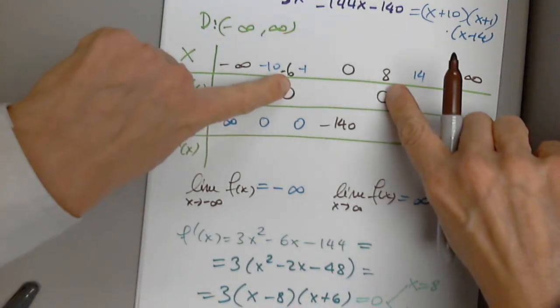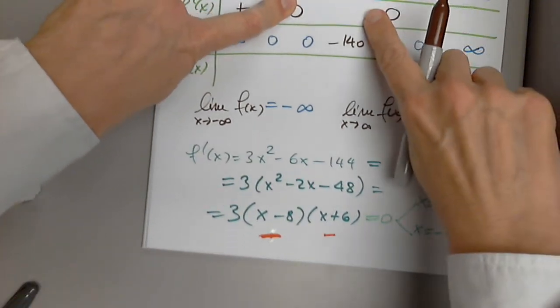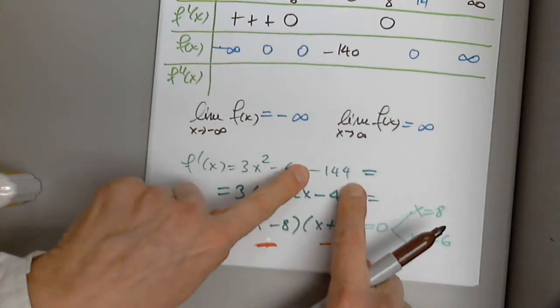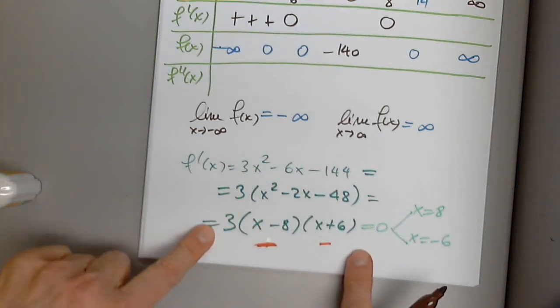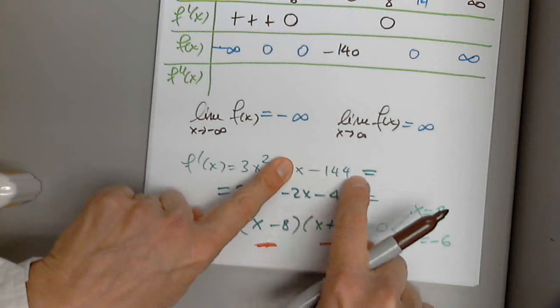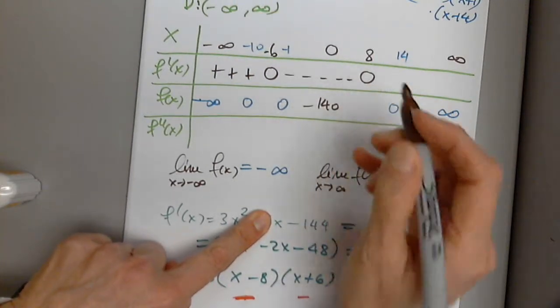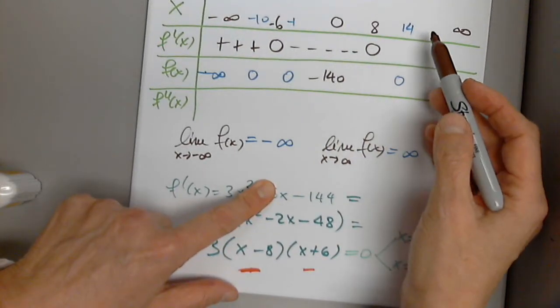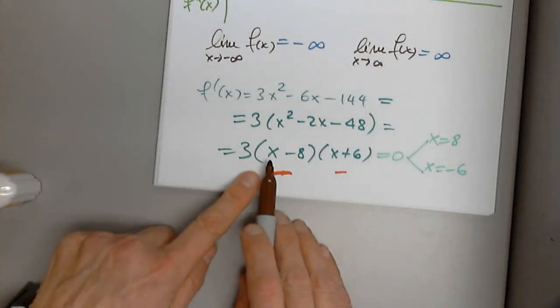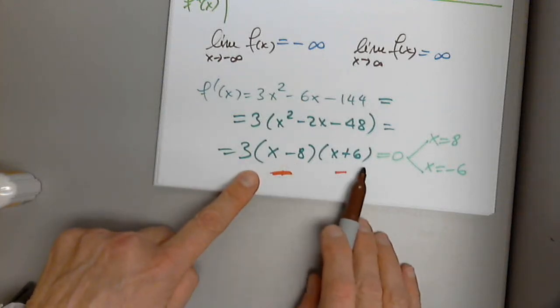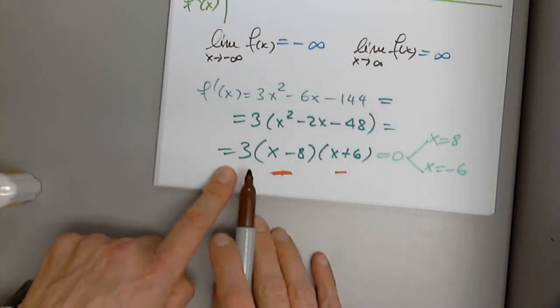Now between negative 6 and 8, the easiest thing is to plug in 0 in this expression, better than in this one. 0, what do I get? That's it. So now I'm going to plug in 100. When I plug in 100, I have 100 minus 8 and 100 plus 6 with 3 in front. That's it.